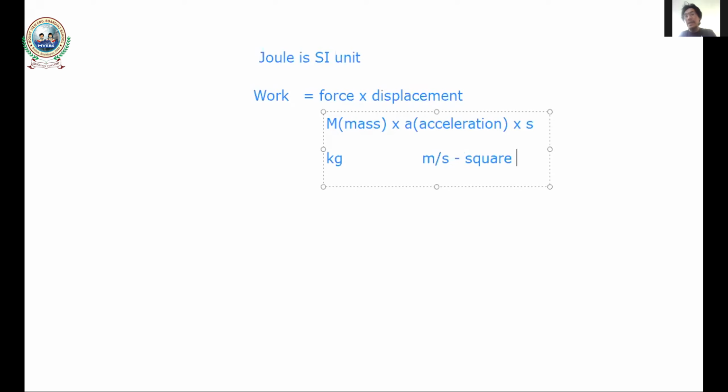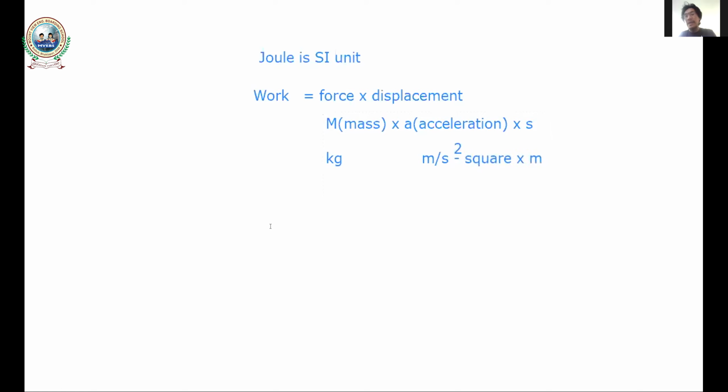Means we came to the final step. That s square means s to the power 2. You can see on the screen. And then kg, kilogram, meter per s square, meaning second to the power 2, and then meter. So this is the final answer.